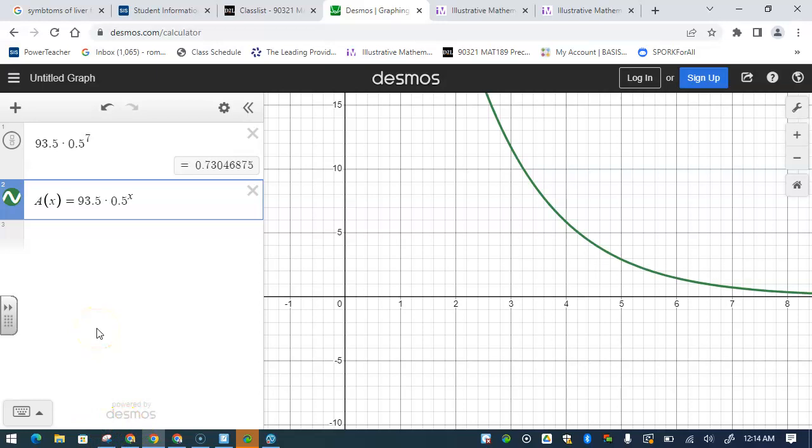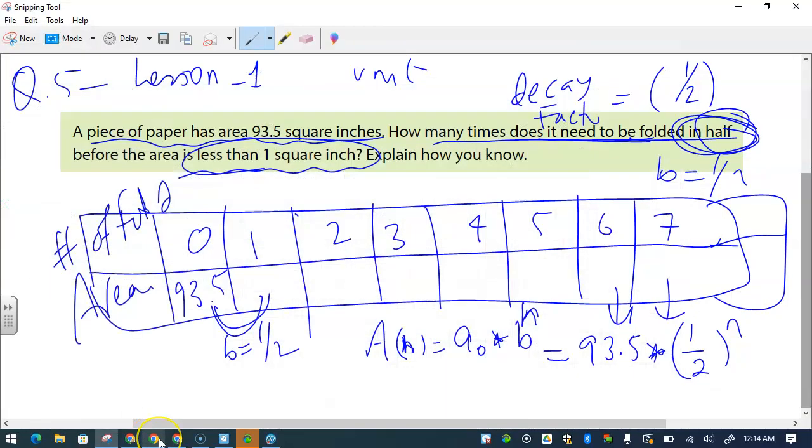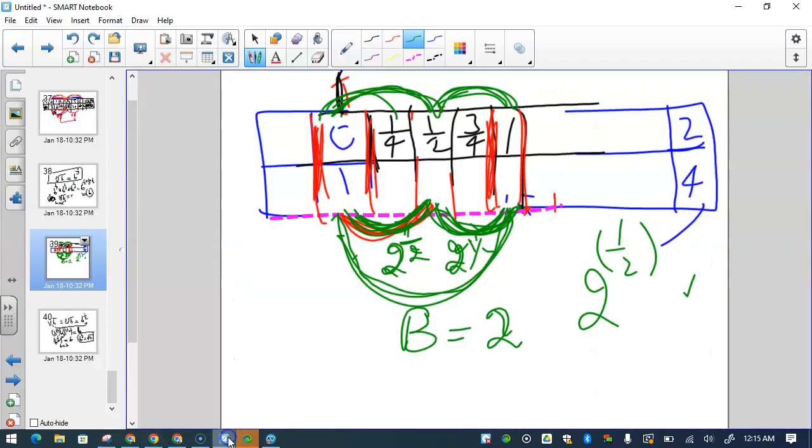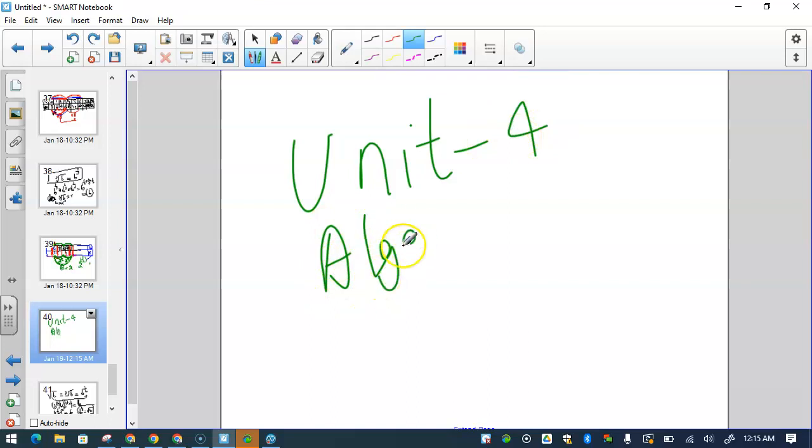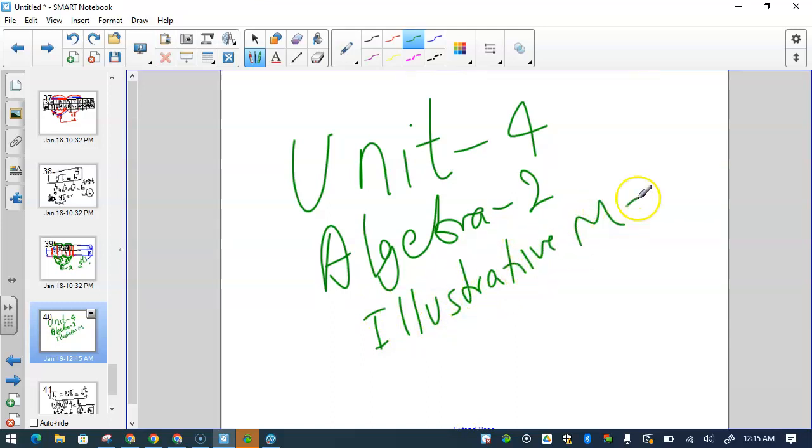Okay, I think with this I want to end. I hope this was taken care of. So what did we do? As I said, I'm building up all the practice problems. Hope that helps. Hope many of you may be having difficulty in some of these. So I'm ending this. This is unit 4, Algebra 2, Illustrative Mathematics, unit 2, cumulative practice problems.